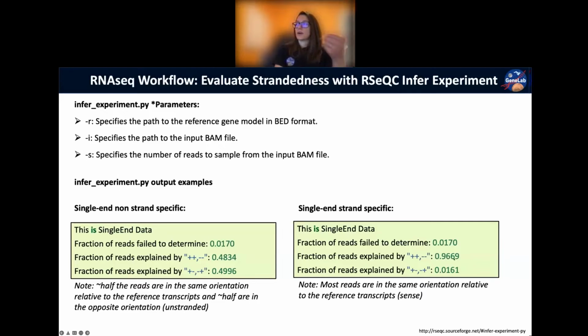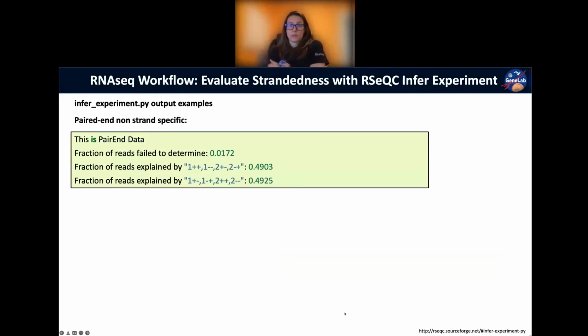And most of them are in that one direction. And so this is why this set of data would be considered stranded, and stranded in the same orientation relative to the reference. Now we're going to see what this output looks like for paired end data.